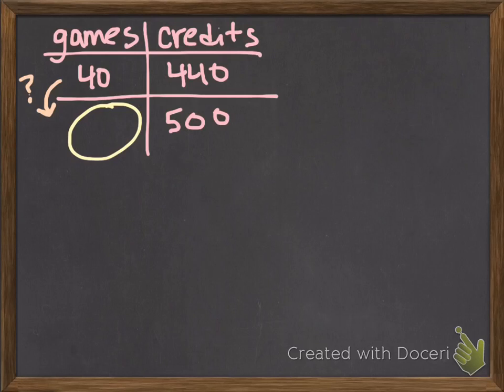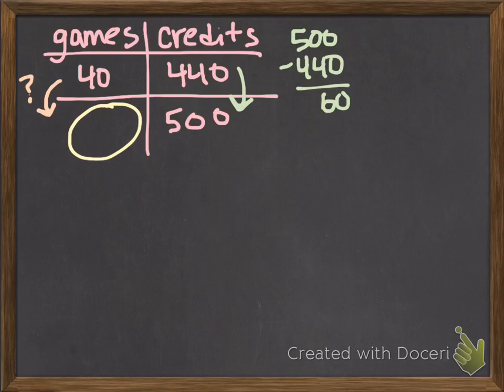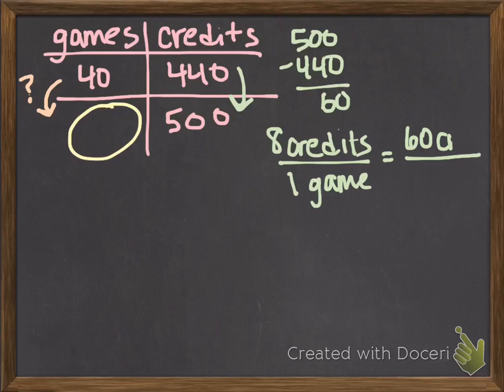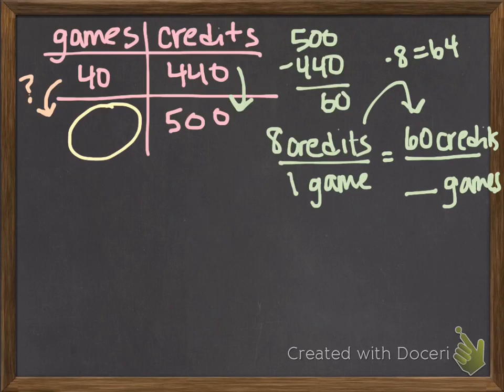There's a couple of ways that we can do this. So first, let's look at the difference between 440 and 500. So 500 minus 440 is 60. He's 60 credits away right now. So I can set up a rate to figure out, well, how many games does he need to play to get 60 more credits? So I need to know 8 times what is going to get me to 60. Well, I know 8 times 8 is 64, and 8 times 7 is 56.